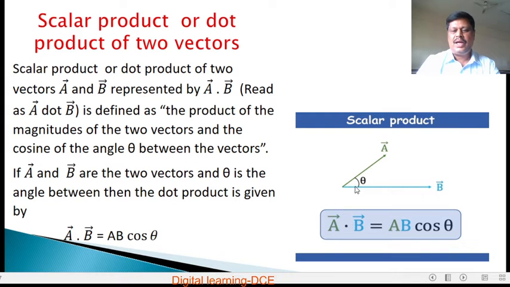Here A and B are the two vectors and theta is the angle between them. Then their dot product A dot B is equal to AB cos theta. Once again, dot product or scalar product is defined as the product of the magnitudes A and B of the two vectors and the cosine of the angle theta between them. So the dot product always yields a scalar quantity.